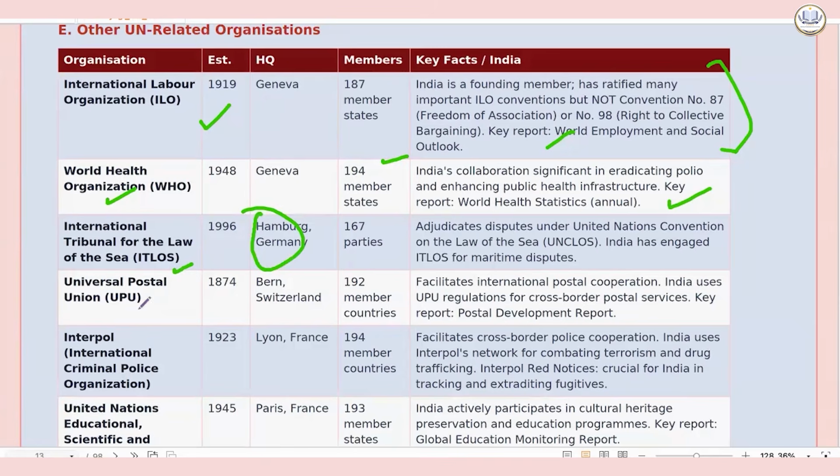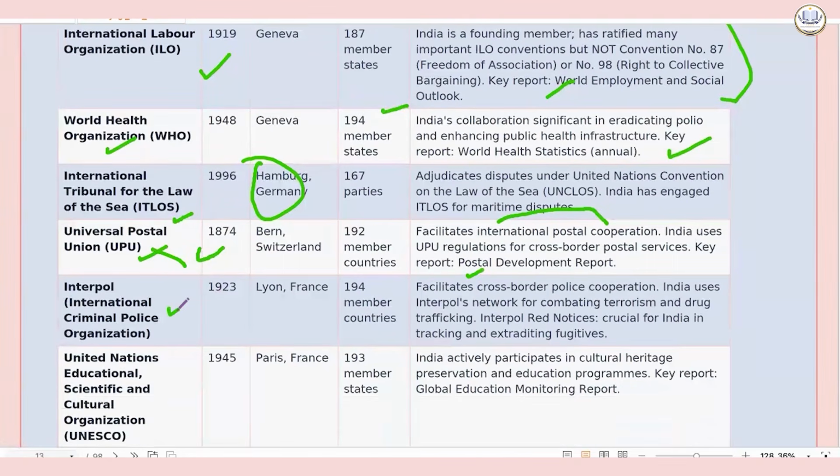We have the Universal Postal Union, a very old organization, 1874, headquartered in Bern, Switzerland, and we have more than 190 member states. It facilitates international postal cooperation. India uses the regulations of UPU for cross-border postal service, and we have the Postal Development Report that is released by UPU. We have Interpol, you must have heard about it.